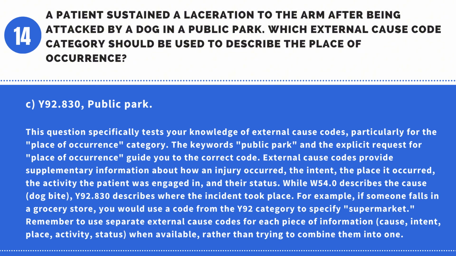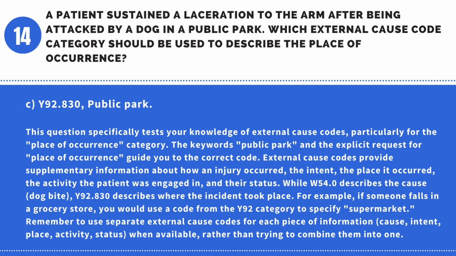This question specifically tests your knowledge of external cause codes, particularly for the place of occurrence category. The keywords public park and the explicit request for place of occurrence guide you to the correct code. External cause codes provide supplementary information about how an injury occurred, the intent, the place it occurred, the activity the patient was engaged in, and their status. While W54.0 describes the cause, dog bite, Y92.830 describes where the incident took place.